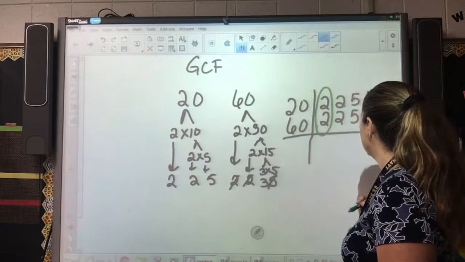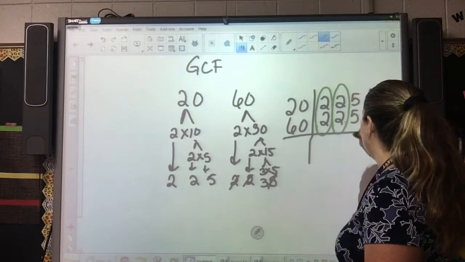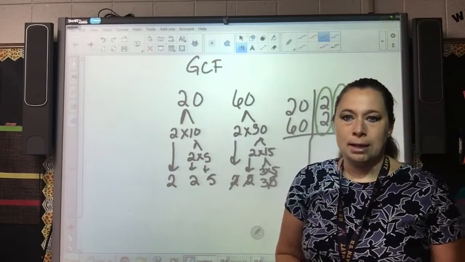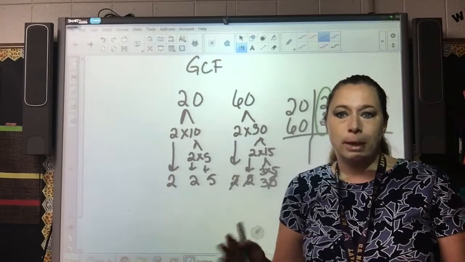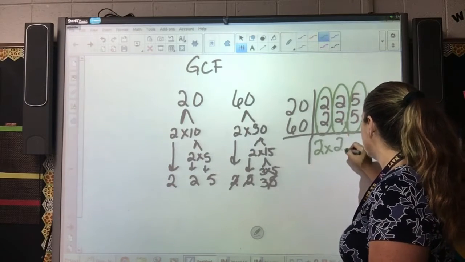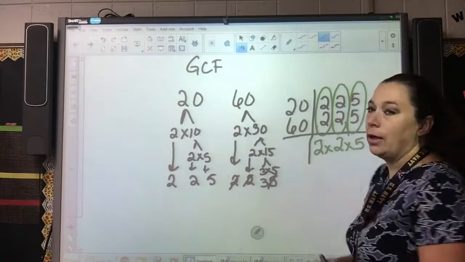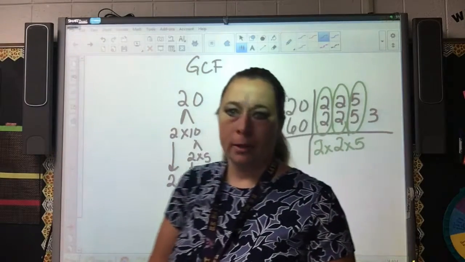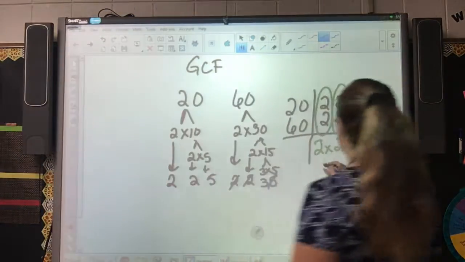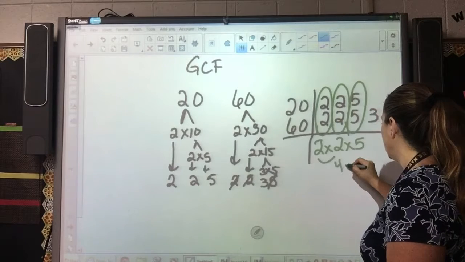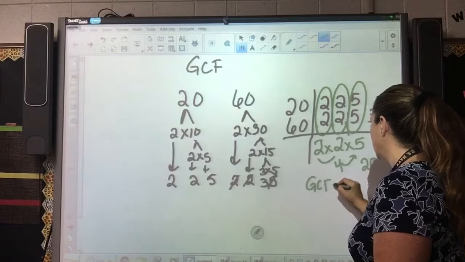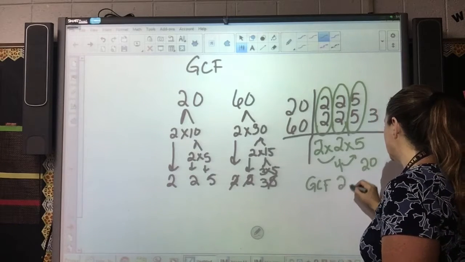I got a pair of 2s. I got another pair of 2s, and I got a pair of 5s. Okay? For greatest common factor, we're only bringing down those pairs. Factor pairs. So we've got 2s times 2s times 5. And this 3 just gets left out of it because he doesn't have a partner. So factor pairs bring down only pairs. Then we're just going to multiply. 2 times 2 is 4. 4 times 5 is 20. So the greatest common factor of 20 and 60 is 20.